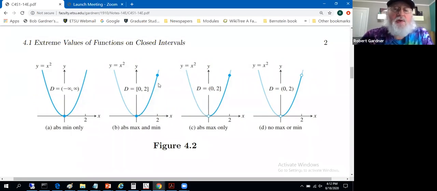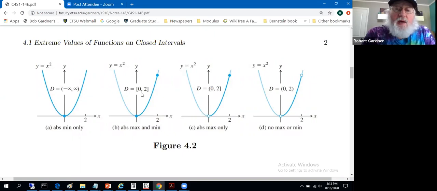Here's a function, y equals x squared on the domain [0, 2], including the endpoints. And these are all different functions. They're all functions related to the squaring function, but they'll have different domains. So all four of these, strictly speaking, are different functions, different domains, different functions. They're defined by the same formula. They're just defined in different places.